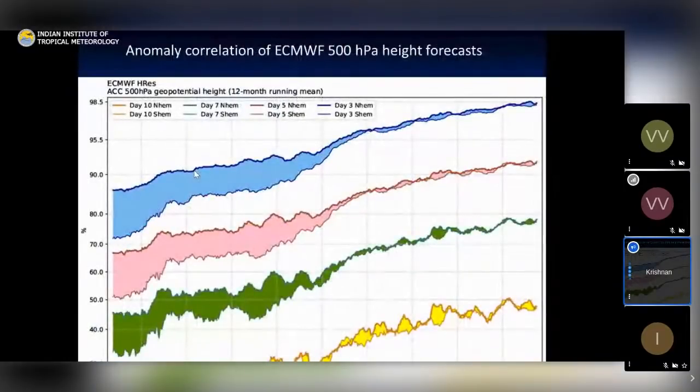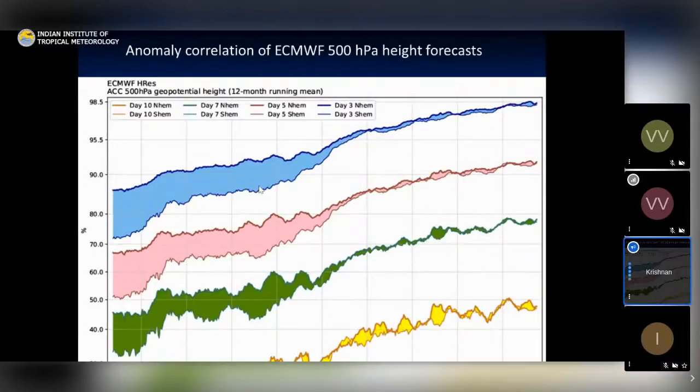And now the interesting thing is this is what is known as the anomaly correlation of the ECMWF 500 millibar height. This is the variation in the height anomaly at around 500 hPa. These are typically around 5 kilometers from the surface. On the y-axis the skill is shown. So when you have higher skill, you almost get around 100%. And how the evolution has happened right from the 80s, because ECMWF started in 1979, to the latest.